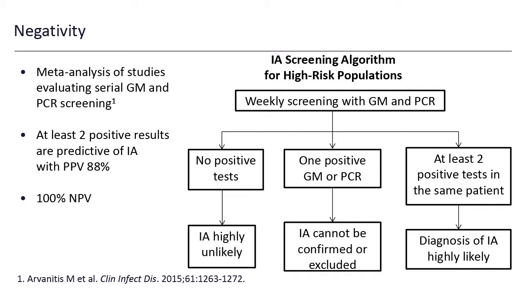This is a meta-analysis that was published last year in 2015 that evaluated the studies that used galactomannan and PCR and then separated them into no positive tests. In that setting, aspergillosis is highly unlikely. With one positive test, it cannot be confirmed or excluded, and with at least 2 positive tests, diagnosis is likely. And in fact, this setting confers a 100% negative predictive value. And this, again, is probably in people who are not receiving a mold-active drug. This 100% negative predictive value, I think, is a very, very important observation that we should think about a little bit more as our assays are becoming more and more sensitive.